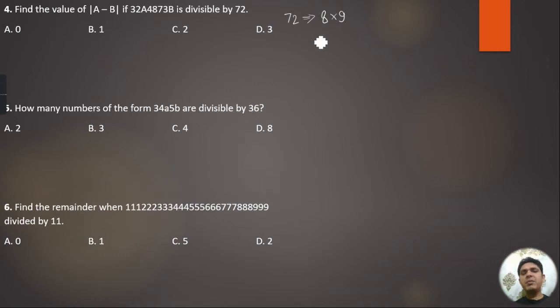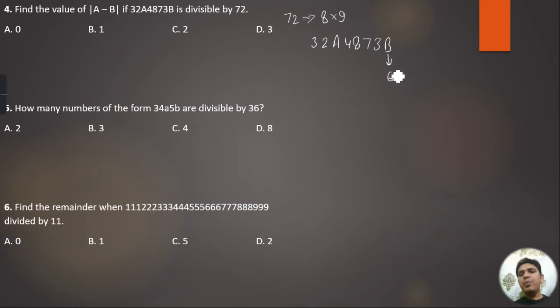So students, we have the number 32A4873B. First we check the divisibility by 8, so we will get the value of B. Let us check, 8 9 is 72, remainder 1. What number will we have to put in place of B? We will have to put the value 6 because 8 6s are 48... Thereafter, check the divisibility by 9 and find the value.